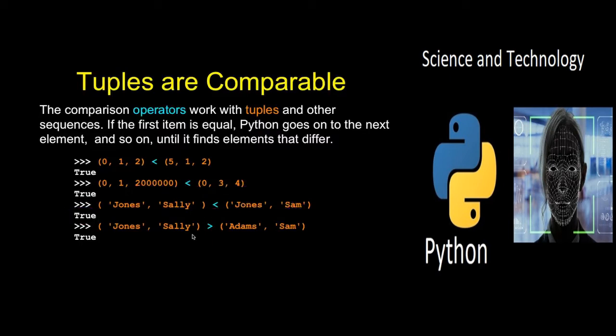And if we say is Jones Sally greater than Adam Sam, well, we check the first one and we check the J and the A. Well, J is greater than A, and so we don't have to look at anything else. We don't have to look at any more of these characters. We don't have to look at the second thing in the tuple. That is enough to be true. So it only scans until it has a definitive answer. It doesn't scan any further.